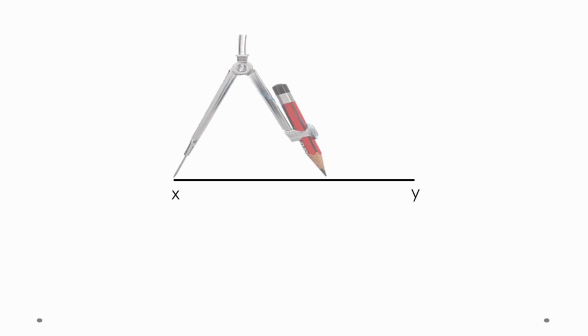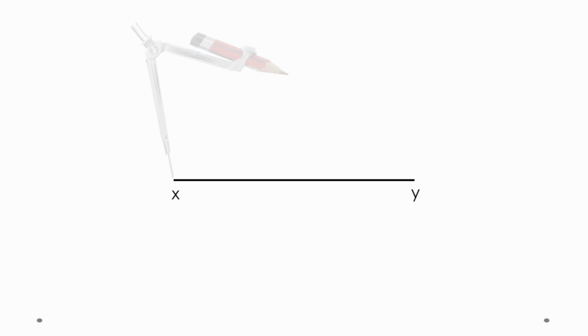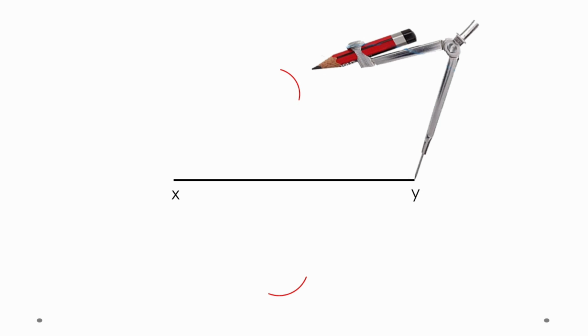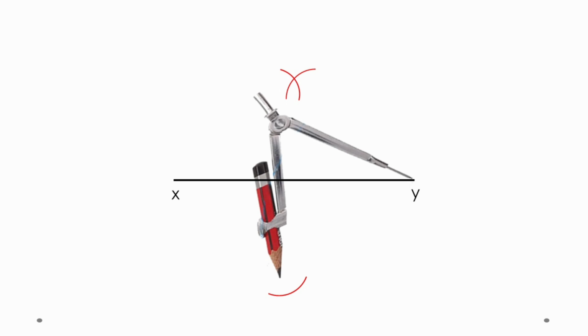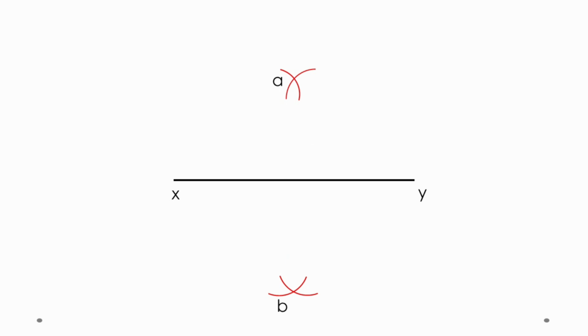Measure on the compass a radius more than half the length of XY. With point X as the center, draw an arc above and below the line segment. With point Y as the center, draw another arc above and below the line segment. Mark the points of intersection of arcs as A and B. Label the point where AB meets XY as O.